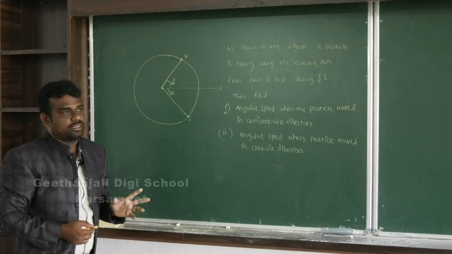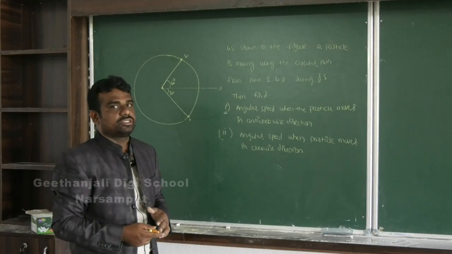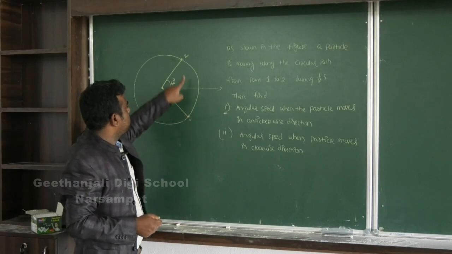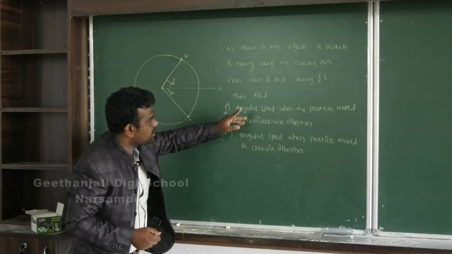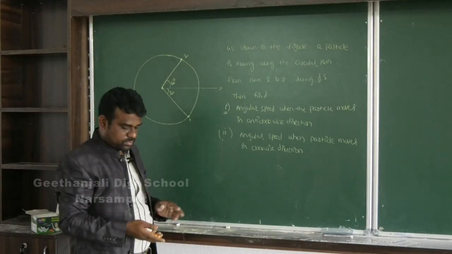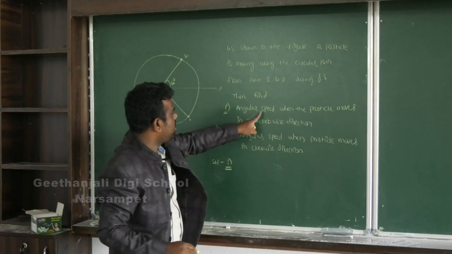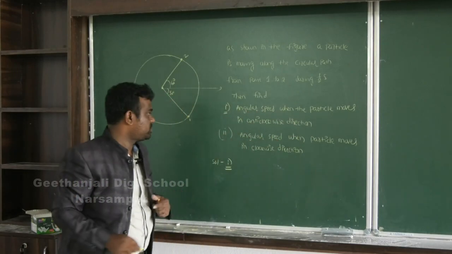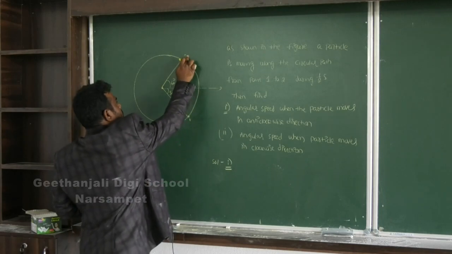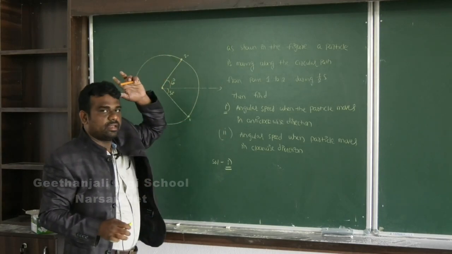If you are very much clear on the topic angular speed, what is angular speed? Magnitude of the angular velocity is called angular speed. Let us try to do this problem. A particle is going from point 1 to 2. So what is the angular speed of that particle? It is going from 1 to 2 in 1/2 second. Let us find the solution for 1, means angular speed when the particle moves in an anti-clockwise direction. If the particle moves from point 1 to point 2, through what angle is it moving? So what is the angular displacement of this particle?